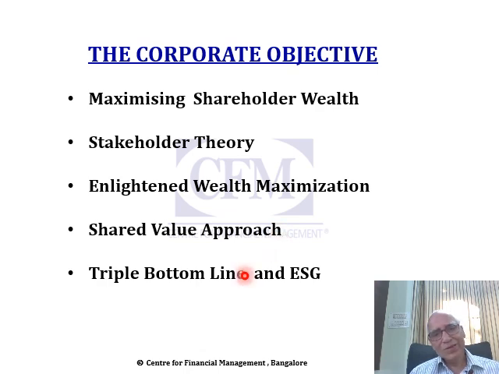Triple bottom line approach believes that there are three bottom lines: profit, planet, and people, and a company should simultaneously pursue these three bottom lines. In a related vein, ESG has been suggested. ESG stands for environment, society, and governance. Let us examine these objectives or approaches in some detail.